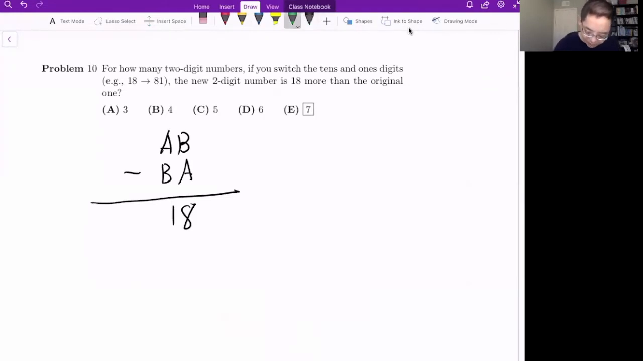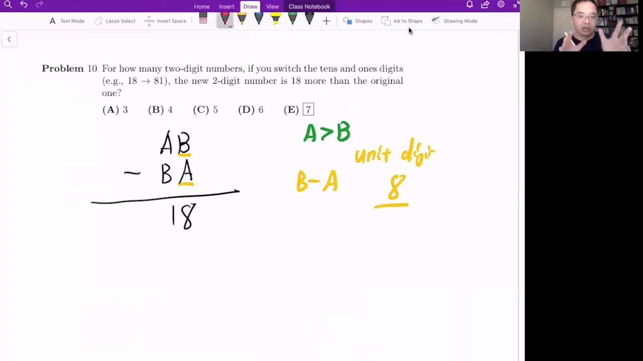Obviously A should be bigger than B, and then here we have the digit B minus A. The unit digit of the difference has to be 8, right? Of course B cannot be 0, because we want the number after the switch to still be a two-digit number. So we want this one to be bigger than 0.